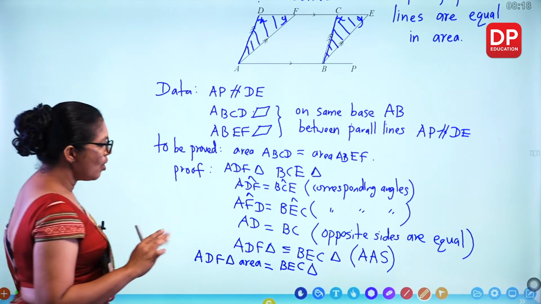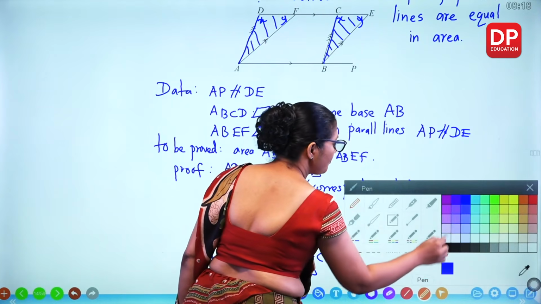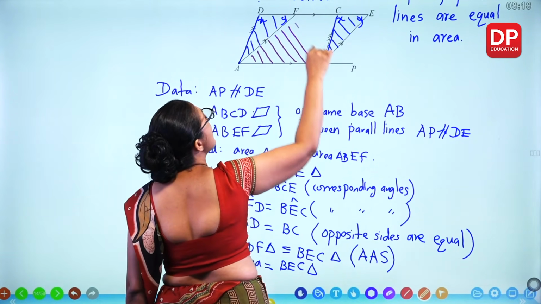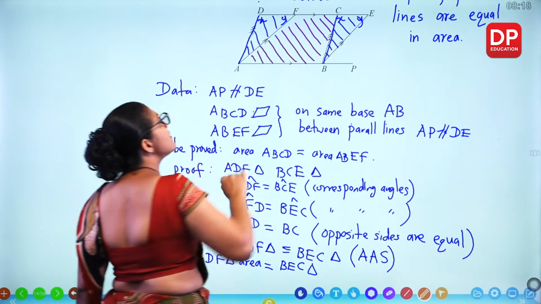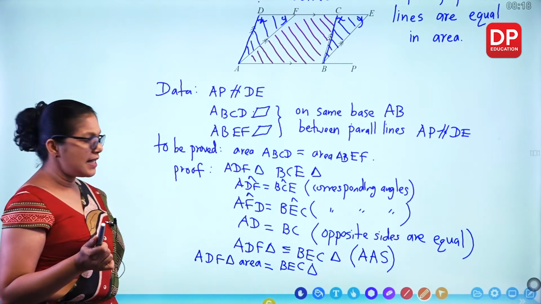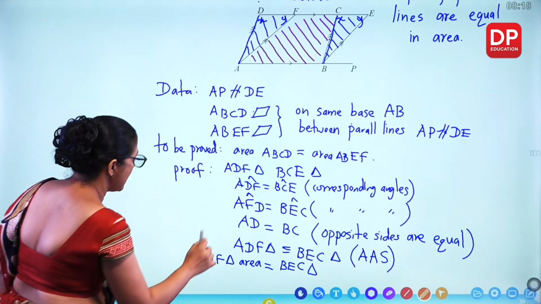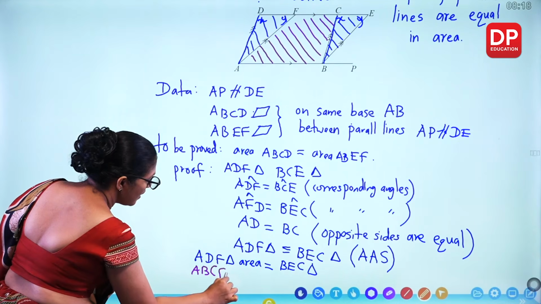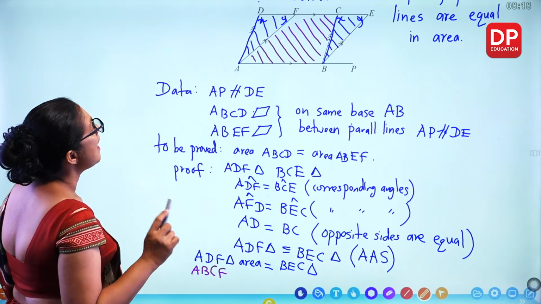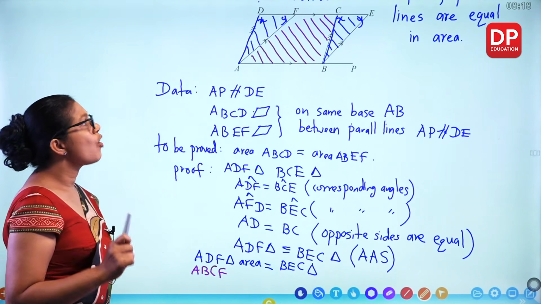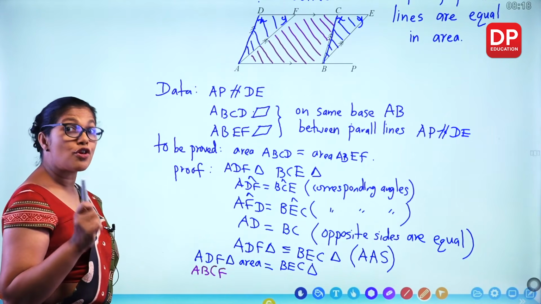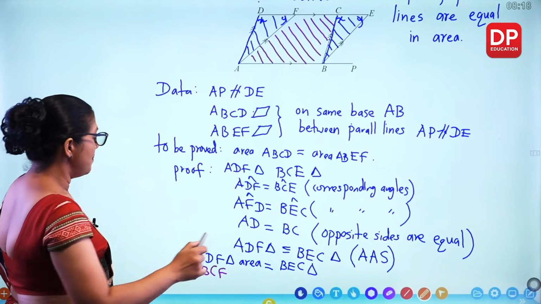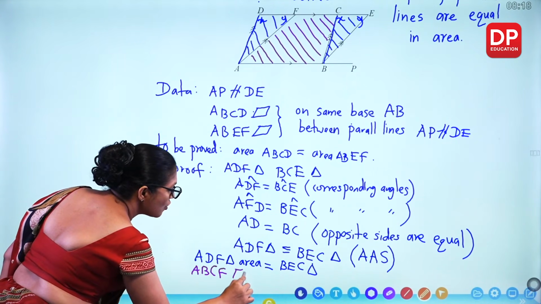Now I want to add this area to both sides. What happens when I add this area? That's a pentagon. I'm adding ABCF. It's not a pentagon, it's a quadrilateral and it's a trapezium. ABCF is a trapezium. I can add to both sides.